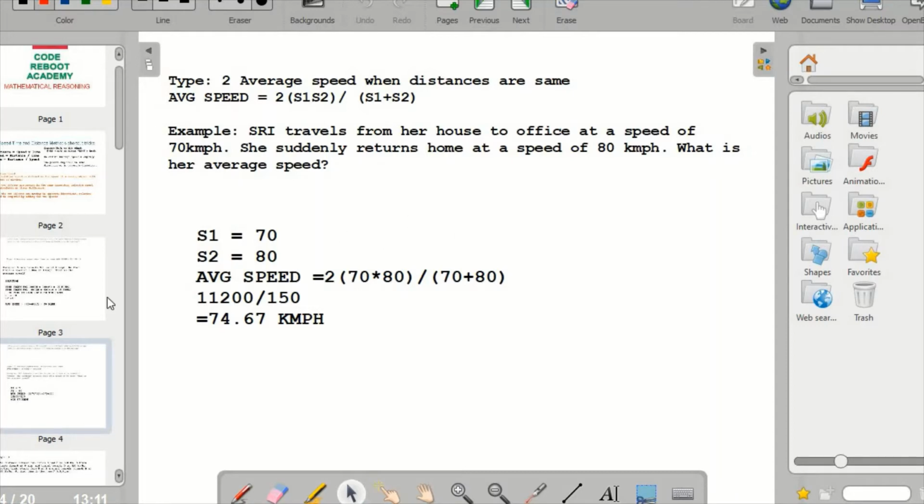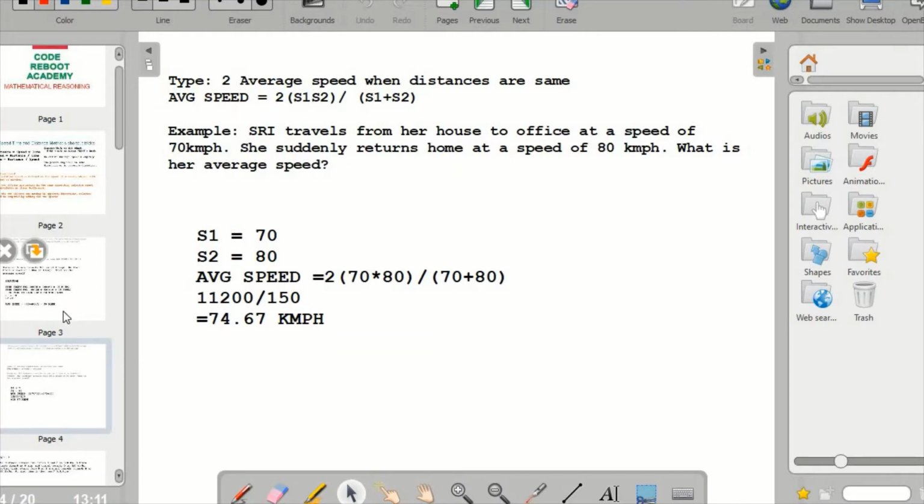So S1 is 70, S2 is 80, and the average speed formula for the same distance is 2 of 70 into 80 by 70 plus 80. That is, average speed equal to 2 into S1 into S2 by S1 plus S2.